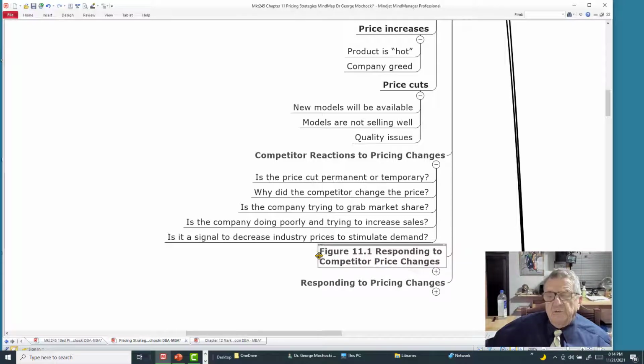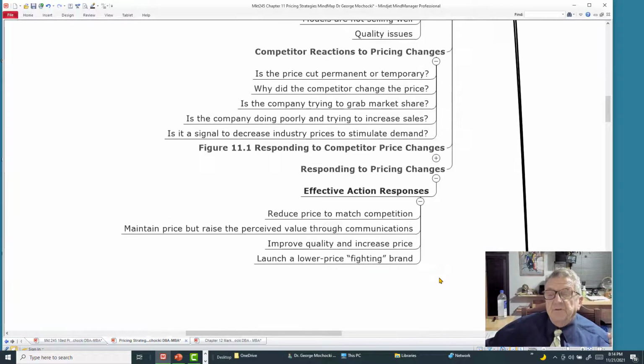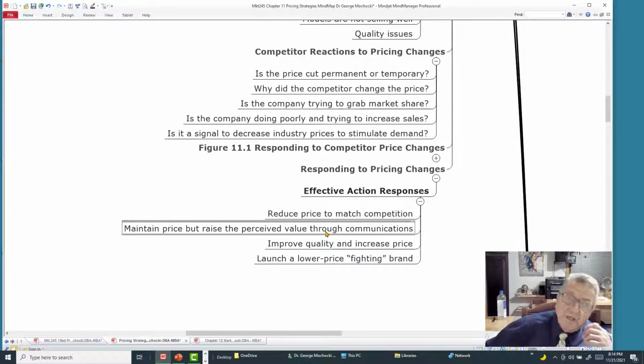they had a pretty good figure in the book, and I'm going to go over it. We discussed it in our class. And responding to price changes on this: reduce price to match the competition, or maintain the price by raising perceived value through communication.